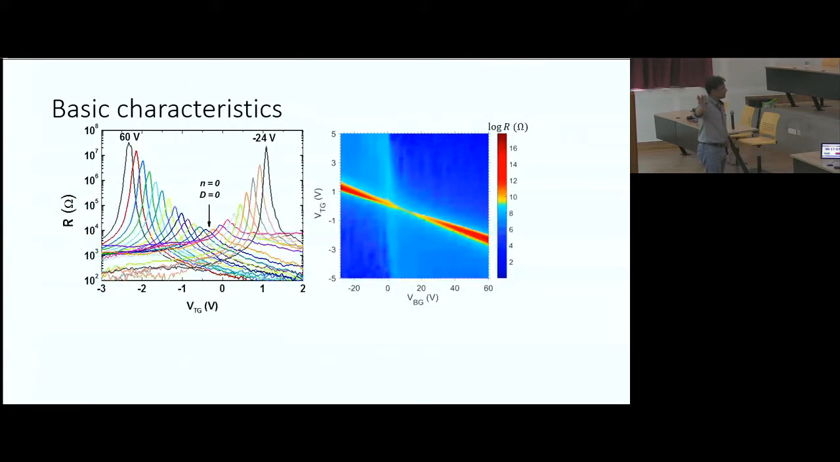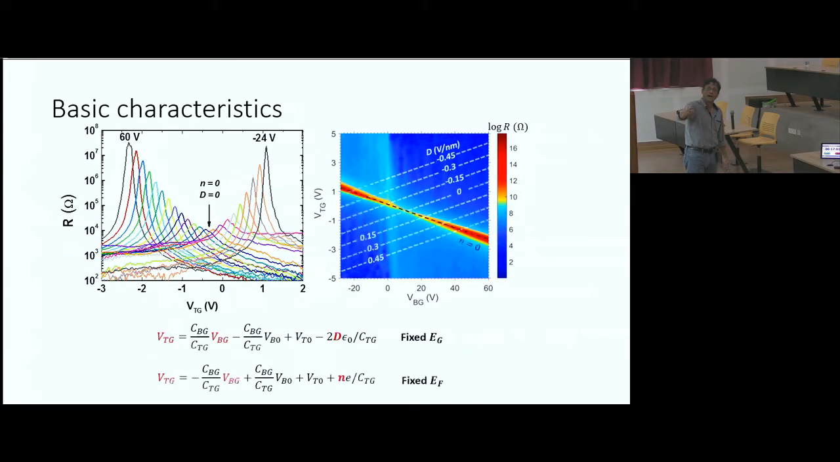This is one of the device characteristics. Those who are experimentalists will understand this is actually a very high quality device. You can see the resistance is changing by nearly 4 orders of magnitude by applying an electric field, which means that at the Dirac point here, a large band gap has been opened up. And this line is nothing but how the charge neutrality point moves as you change the top gate and back gate voltages. So this line is essentially the n equal to 0 point.